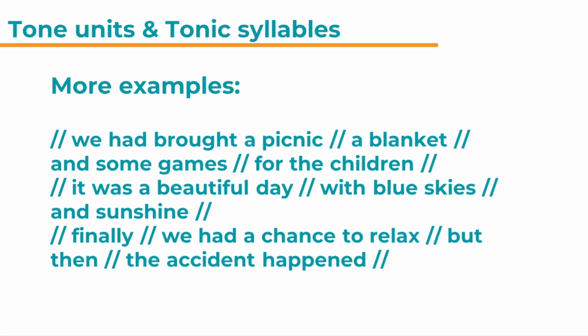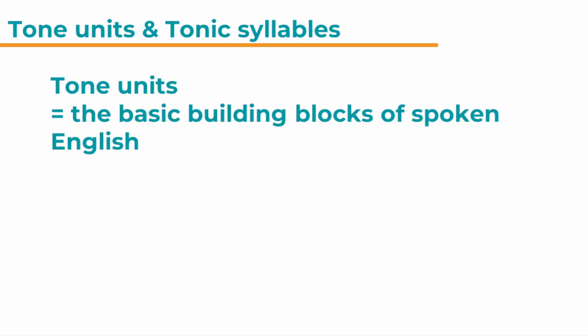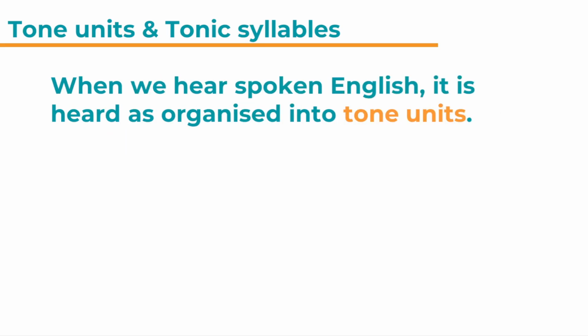So you can see when we talk about pronunciation and when we want to have a look at what happens when we speak, it makes much more sense to think of tone units and to show the tone units rather than the sentence. Now, well done. You've found already some tone units and you've heard some. Let's just revise. A tone unit or tone units are the basic building blocks of spoken English. When we hear spoken English, it is heard as organized into tone units. And this is really important. We hear it organized into tone units, not sentences.